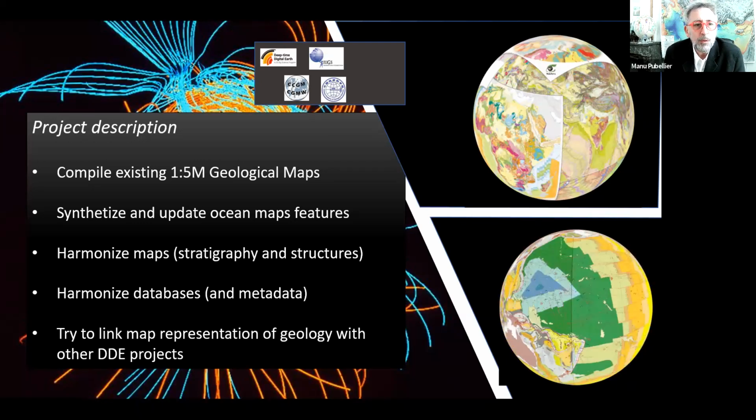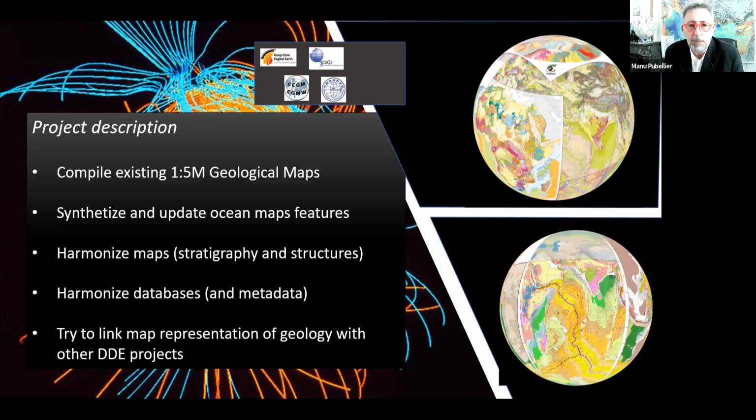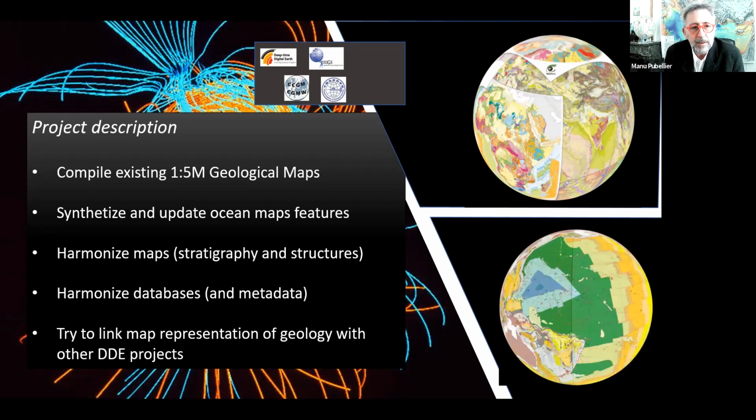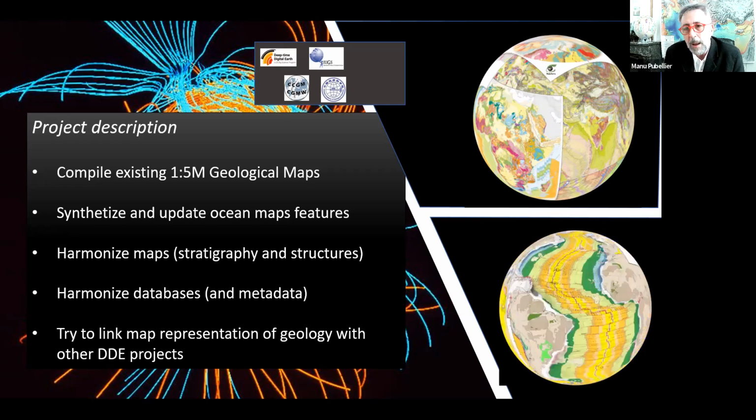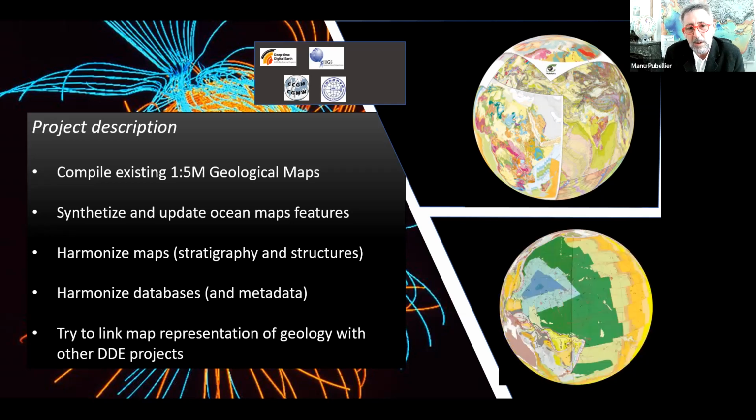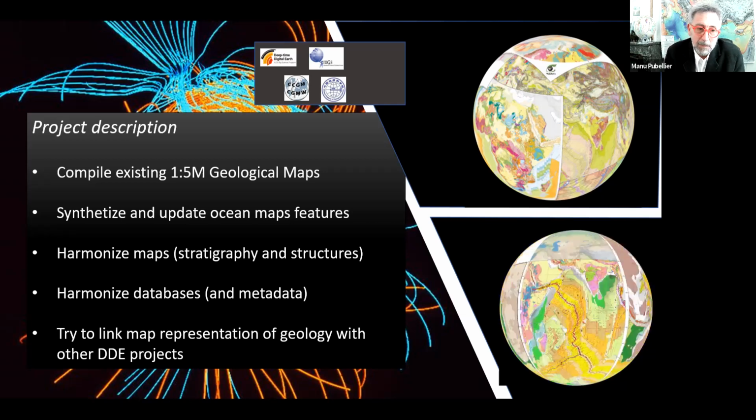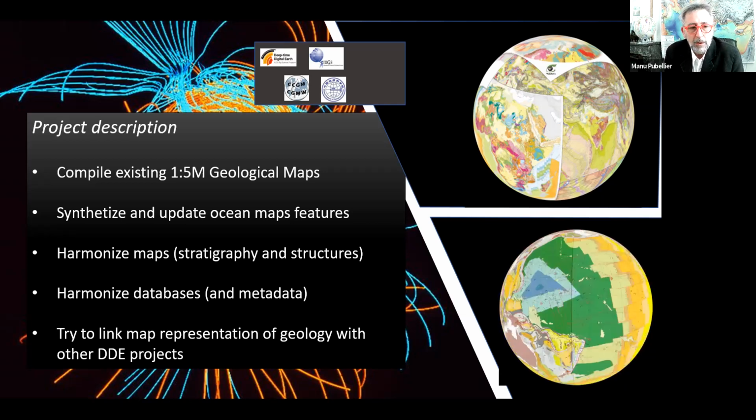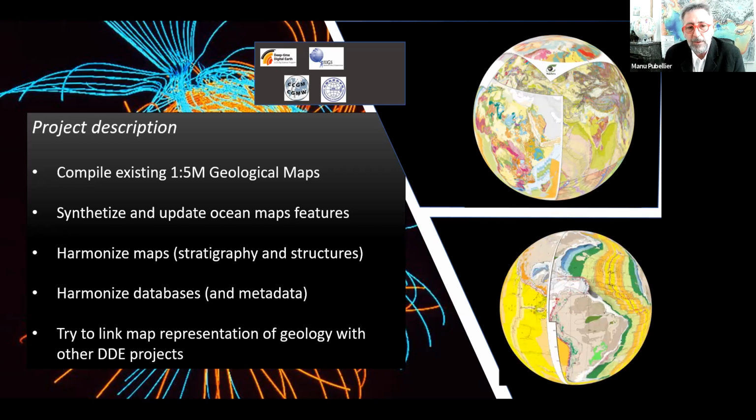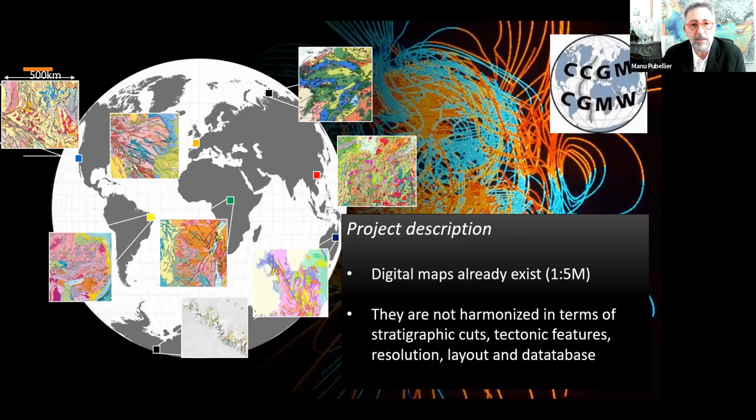The aim is to compile all the existing 1 to 5 million geological maps of the continent, to synthesize and update ocean map features, and to harmonize maps in terms of stratigraphy, structure, but also databases. Later, we would like to link these map representations of the geology with the other DDE projects, so that it could be an entry point for the DDE projects.